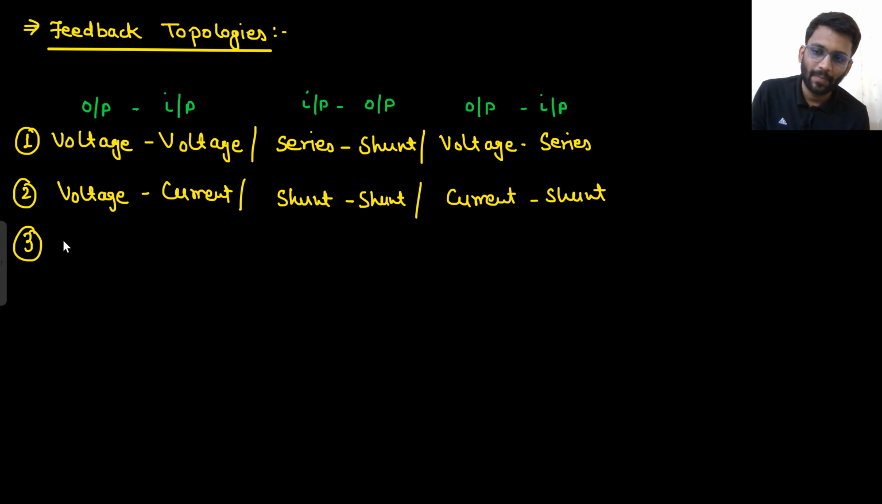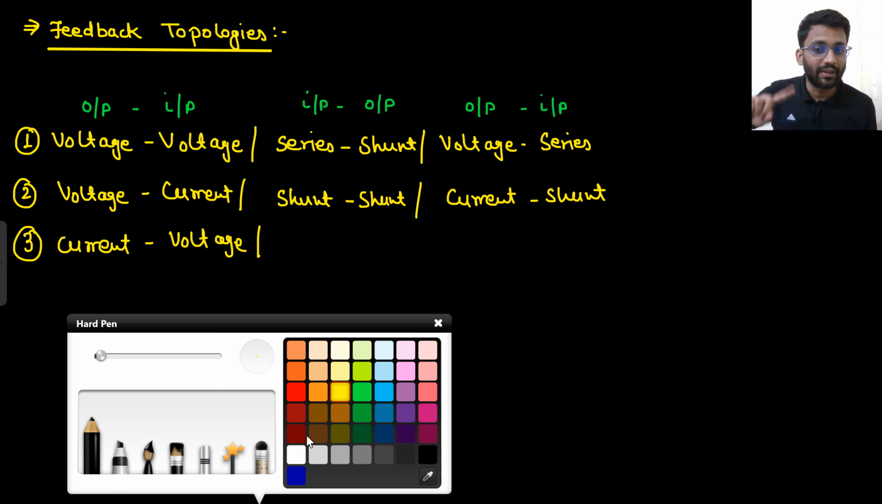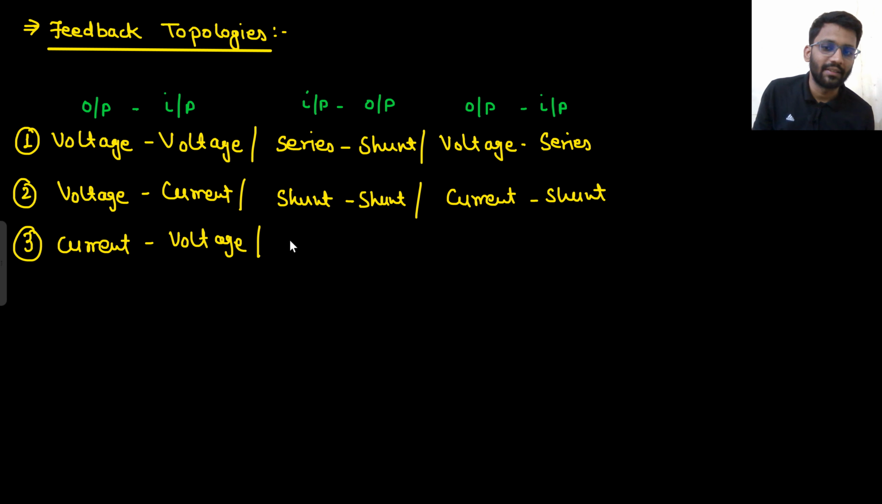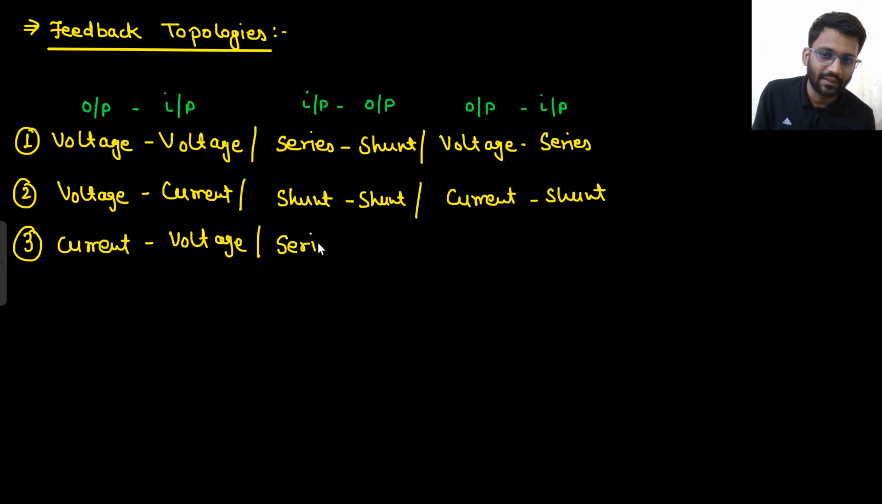What will be the third type? It will be current voltage. Now tell me its name. Current voltage. So current is being sampled and voltage is mixed. Current will be sampled, it will be converted into voltage, and that is mixed with the input. In which connection is current sampled? That is series. It will be series connection. And in which connection is the voltage mixed? That is also series. So series. And what will be the other name? Other name would be voltage series.